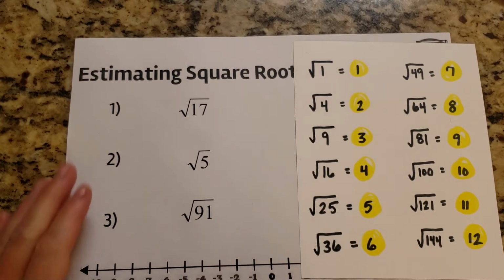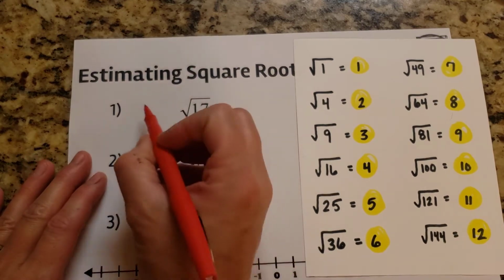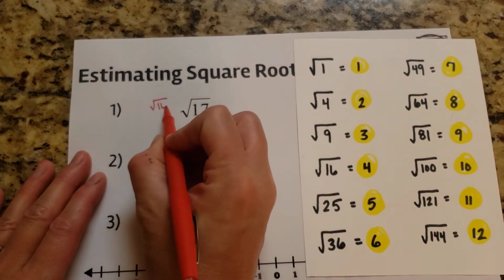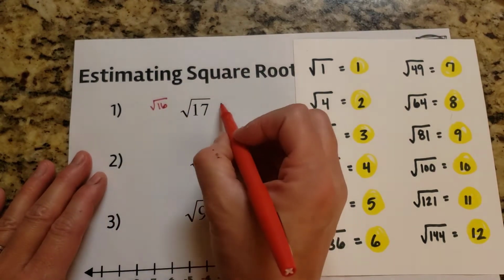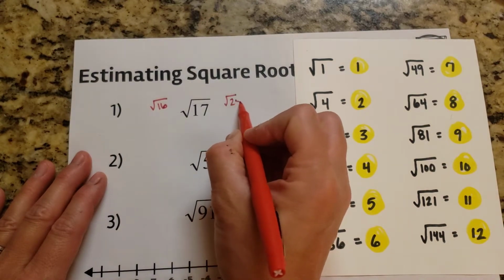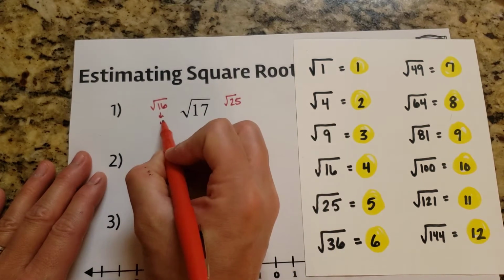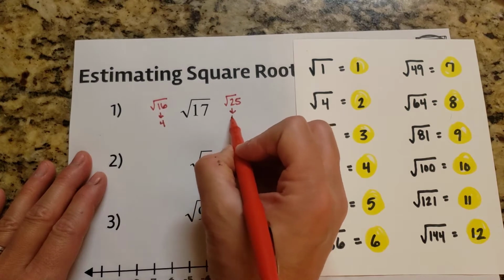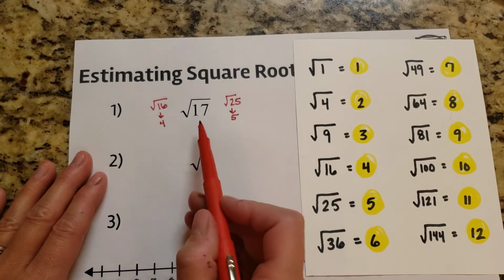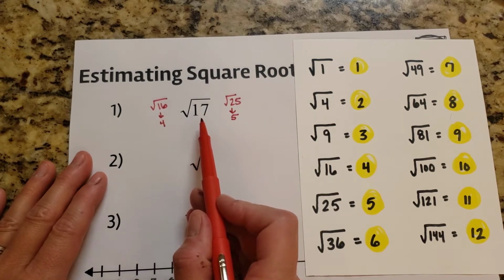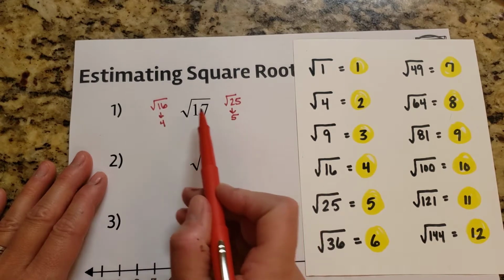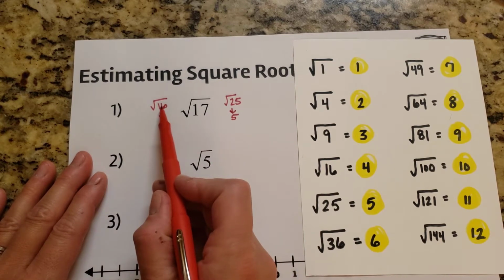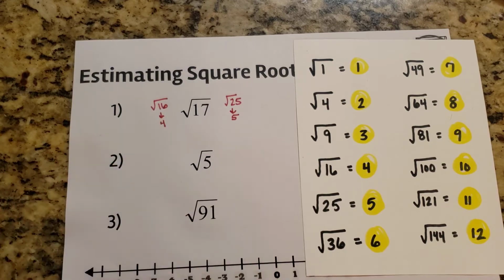Just to show my work and my thinking, the square root of 16 comes right before the square root of 17, and the square root of 25 comes right after. Well, the square root of 16 is 4, and the square root of 25 is 5, so that would mean the square root of 17 would have to be in between 4 and 5, closer to the 4 because the square root of 16 is closest to 17.